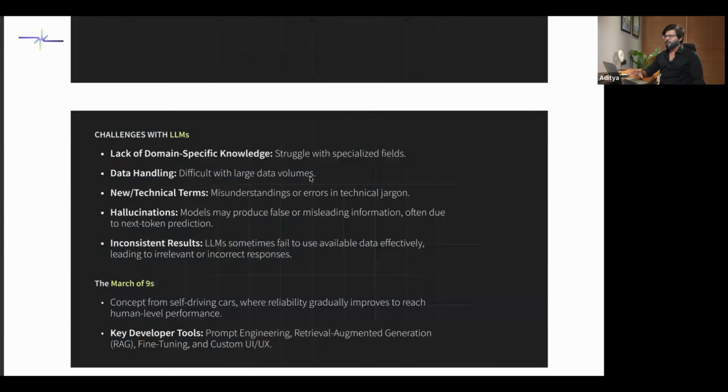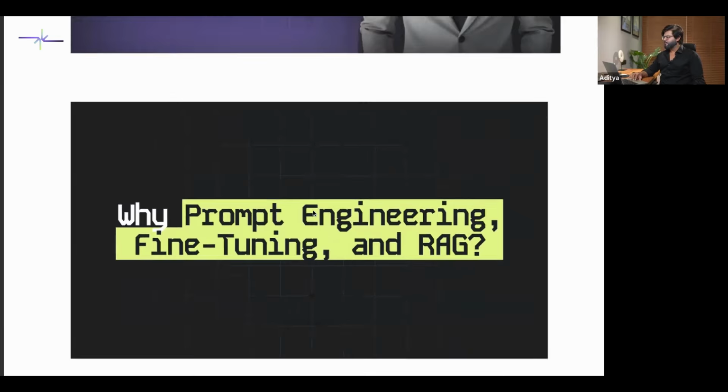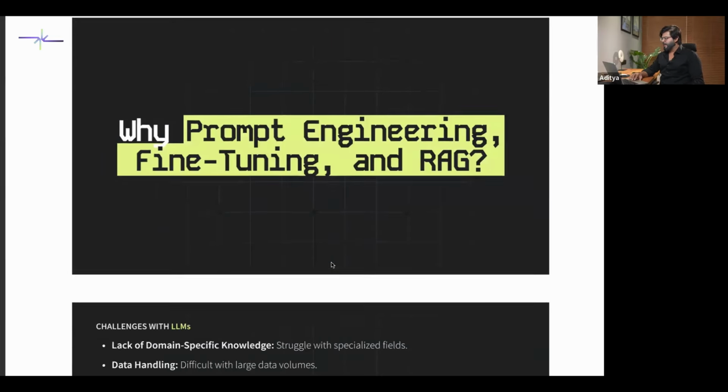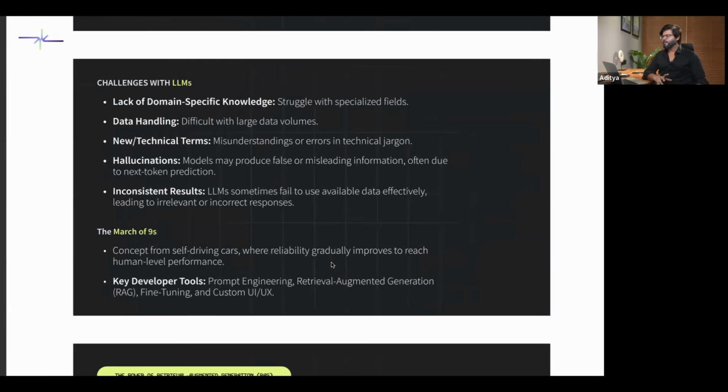Why do we need fine tuning? What is the purpose of this? If we have large language models, why do we need that? Why do we need RAG? And like, why do we need prompt engineering?